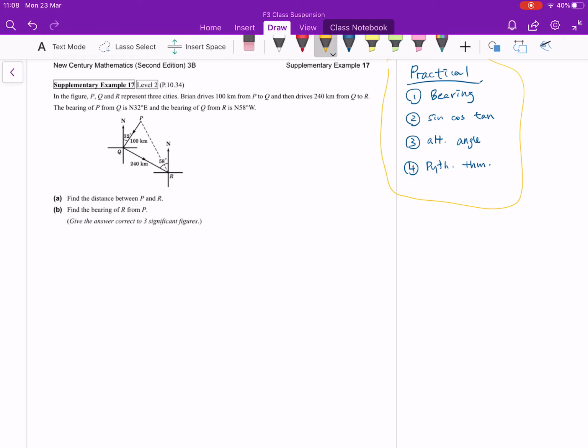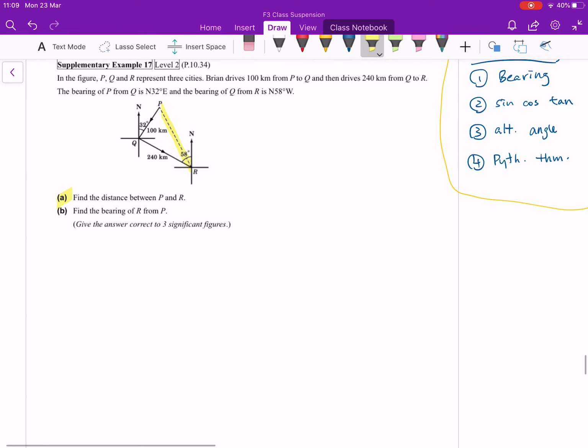between P and R. Okay, part A, you need to find out the distance between P and R, means you need to find out this one. Okay, this one. And you can see that the triangle PQR is not a right angle triangle. It is not given as a right angle triangle. But if it is, you may find the distance of PR by Pythagoras theorem, right?